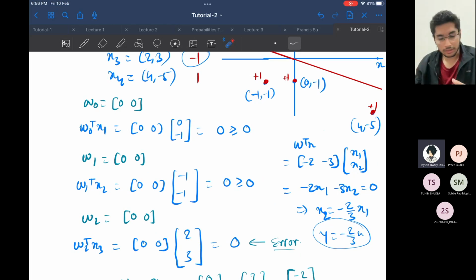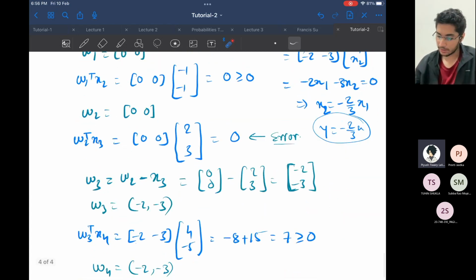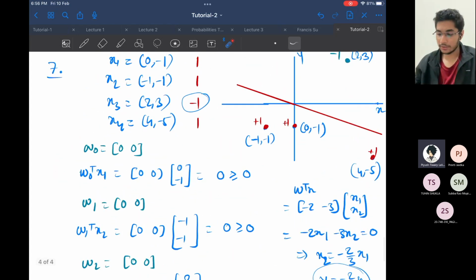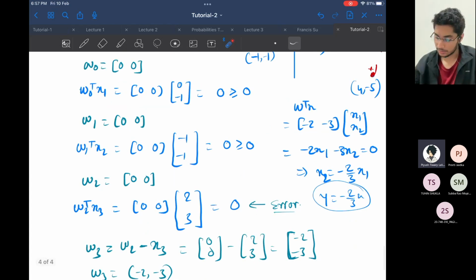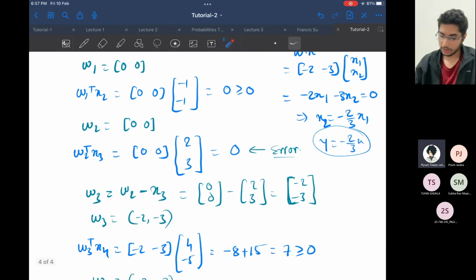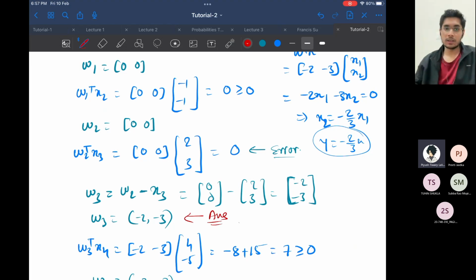Though you are asked the value of w naught after two updates, there is only a single update that will happen, and that will be in this case. In other cases it won't change, and hence you won't see any update, and hence the final answer will be minus 2 comma minus 3, which is this one. So let me write that this is the answer. I hope this is clear. So this was the seventh question.